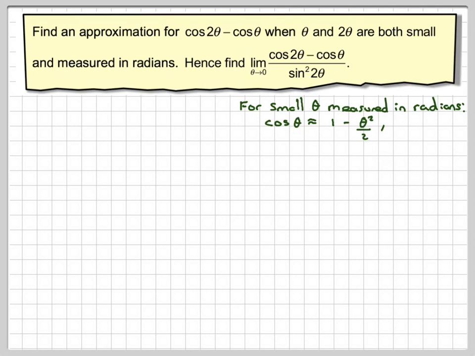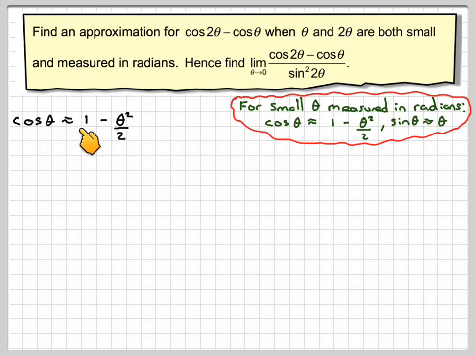theta squared over 2, and sine theta is approximately equal to theta. So, for cos theta, we will substitute in 1 minus theta squared over 2. But for cos 2 theta, we'll put 2 theta instead of theta here, but you must remember to put it in brackets, and that will become approximately equal to 1 minus 2 squared, which is 4 theta squared over 2. Now the 4 and the 2 cancel, and we're left with 1 minus 2 theta squared.